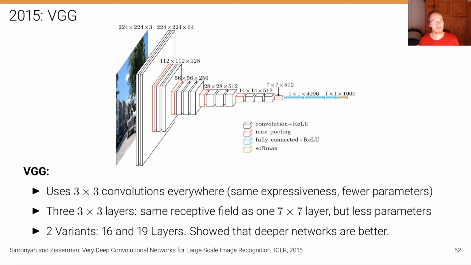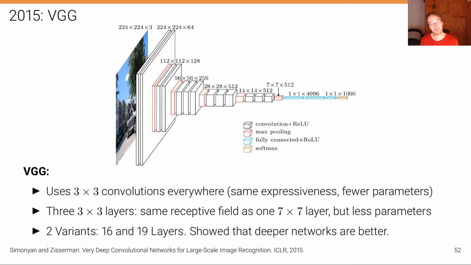Because, for instance, three 3x3 layers have the same receptive field as one 7x7 layer, but they have fewer parameters. You can easily show that. And at the same time they have more nonlinearities because there are 3 layers, not just 1 layer. So they've shown that it's actually better to use convolutional layers with smaller kernels. And that's also the dominating paradigm still today, to use these small and simple layers and rather create deeper networks.